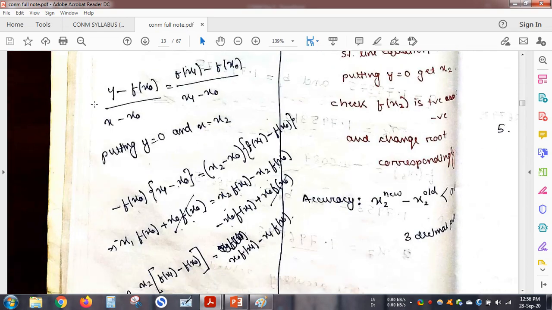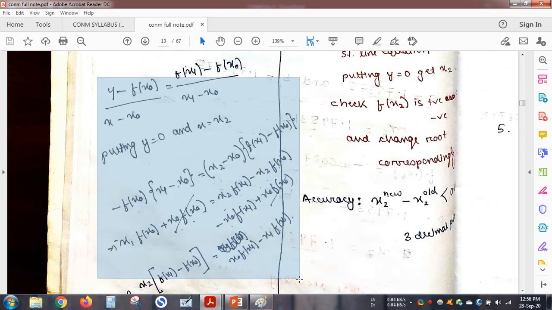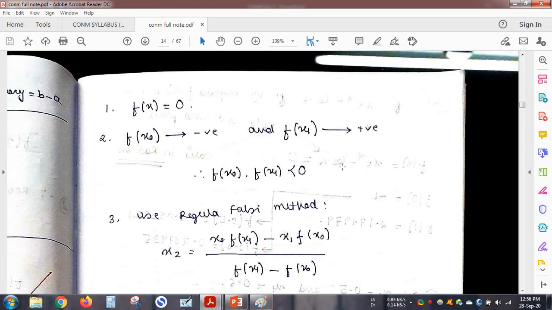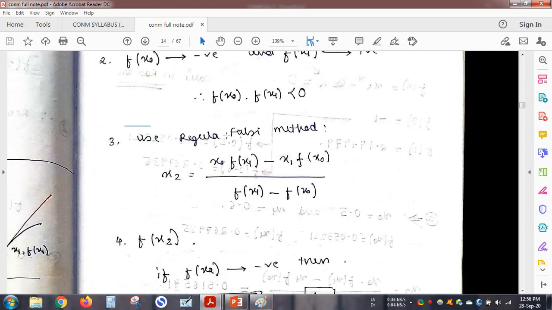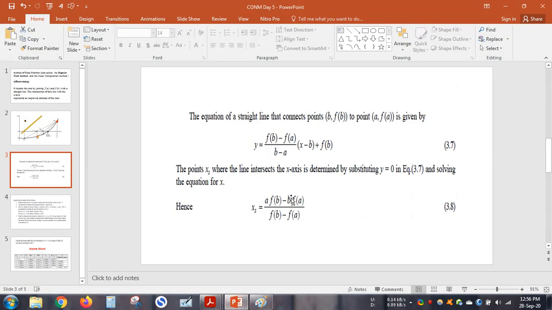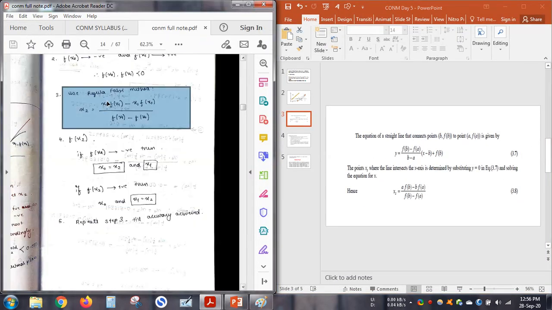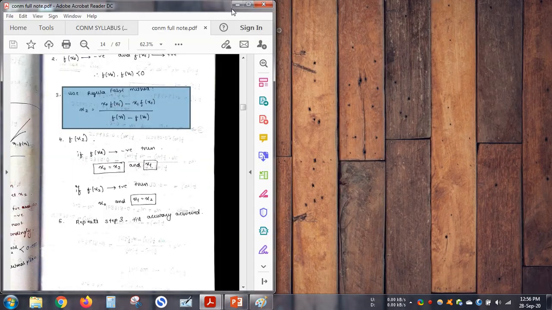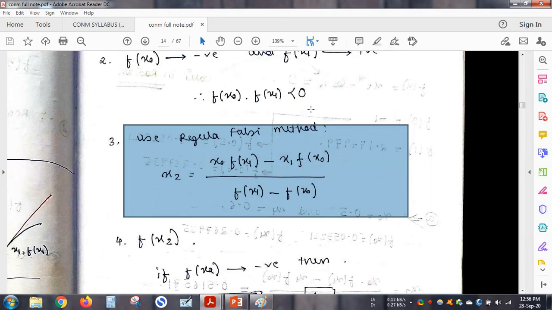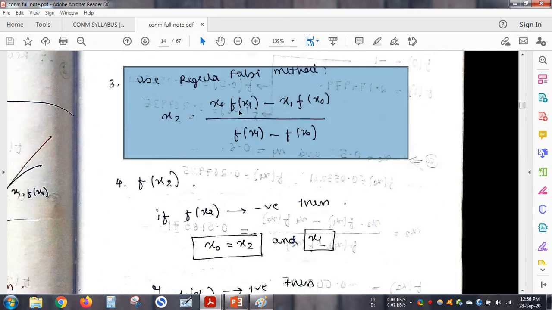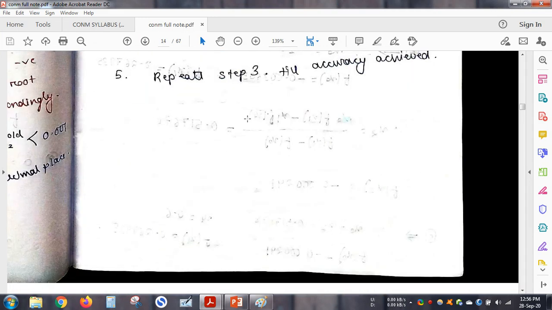I have shown the derivation over here. I will give you this PDF so you can see it. You can do it yourself also. Now let's see an example. Remember this particular formula which you are seeing over here. This one and this 8.3, both of them are the same formula. This is the final formula after putting y equals 0. So remember this formula. It will be handy in order to do it quickly.